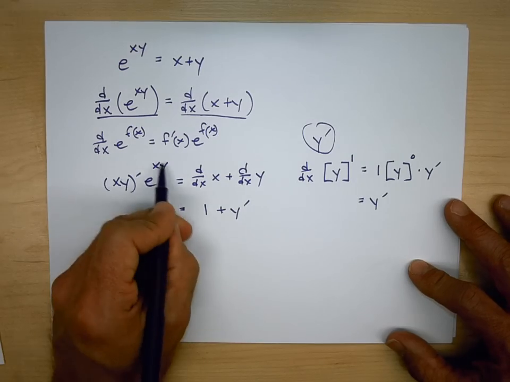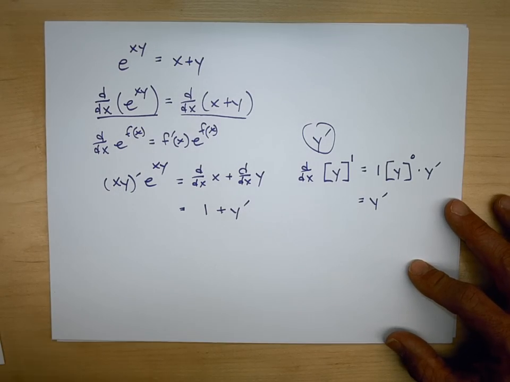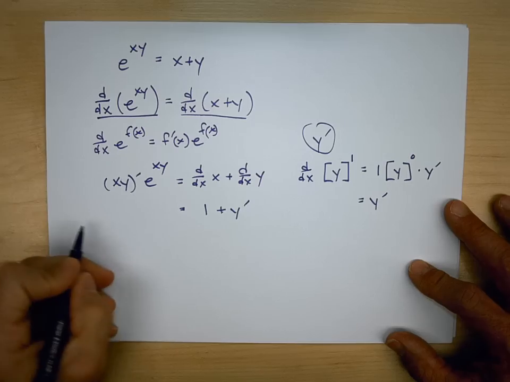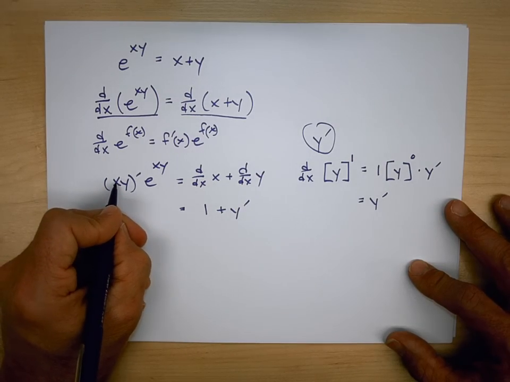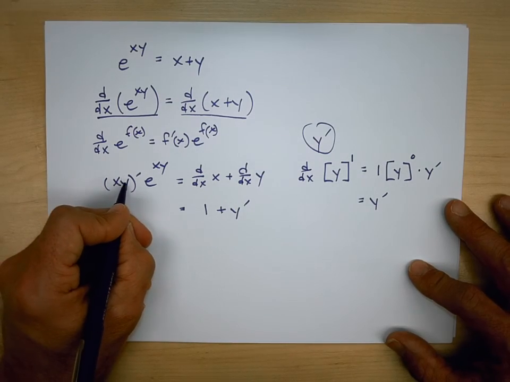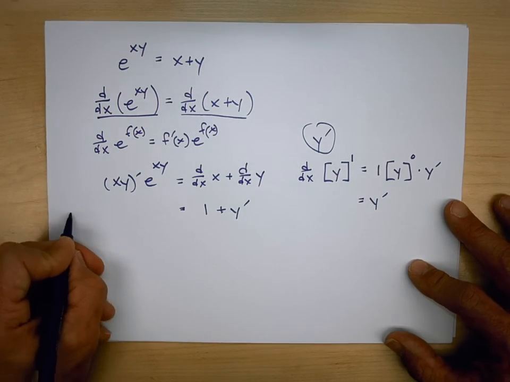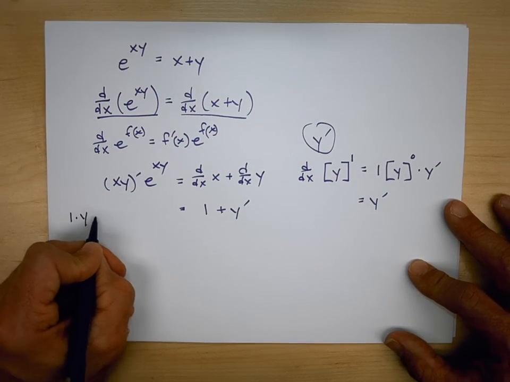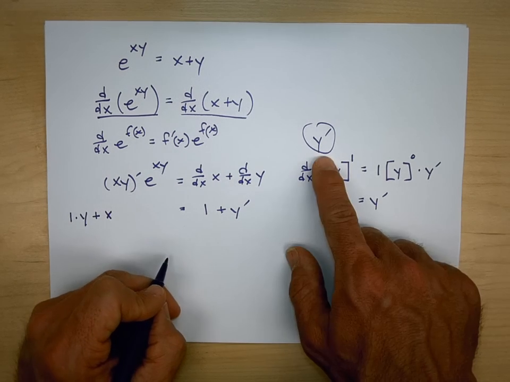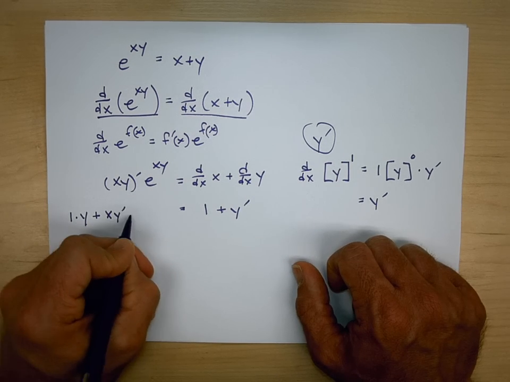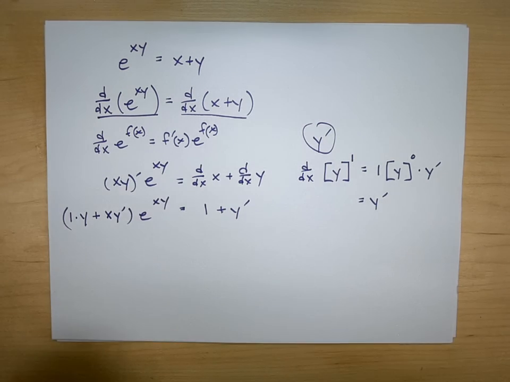Let's take a look at this, because here we have x times y, so we are going to need the product rule. So over here, if I take the derivative, we take the derivative of x times y plus x times the derivative of y. All right? So the derivative of x is 1 times y plus x times the derivative of y. Well, we just talked about what that would be, so that's xy prime. So this whole thing times e to the xy.